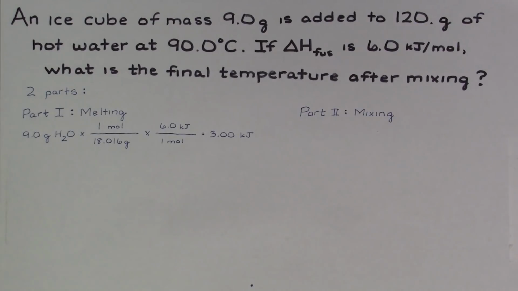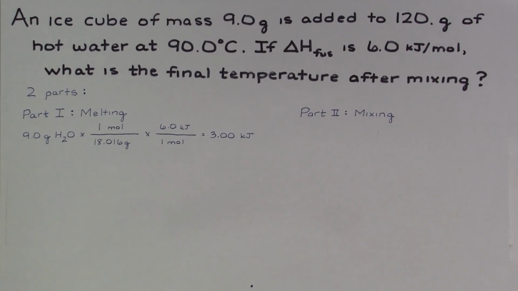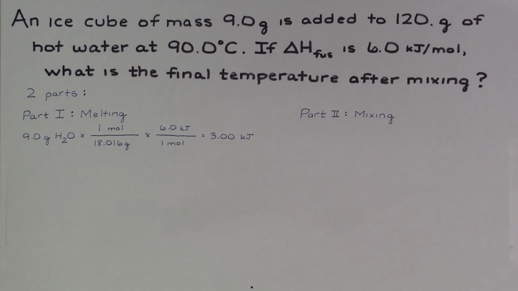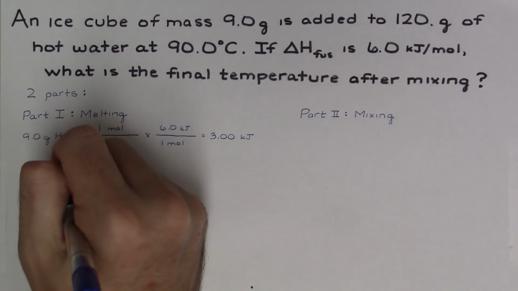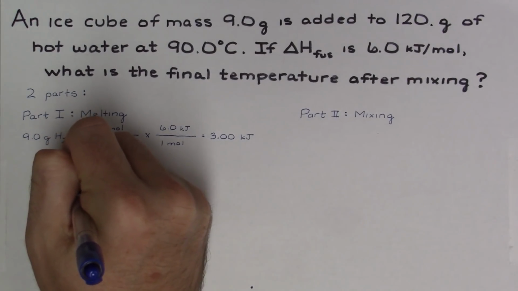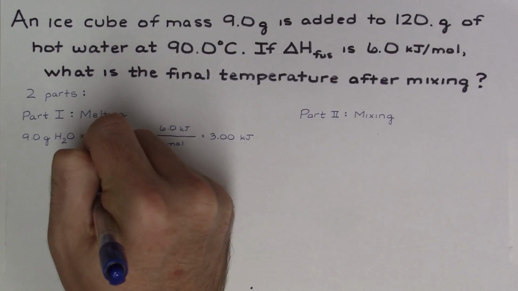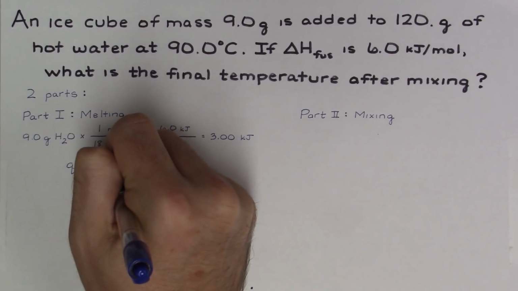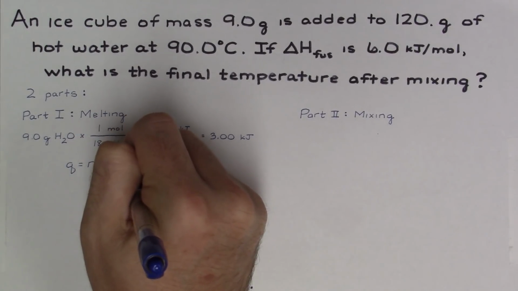This is the amount of energy that the ice needs to absorb to melt. So now what we need to do is look at how much energy the water has to release to do this. That is done by using Q equals mc delta T.